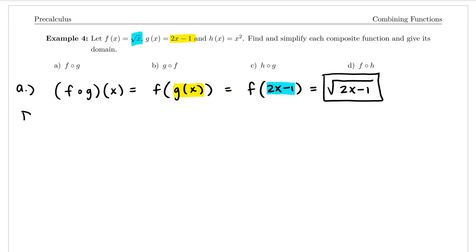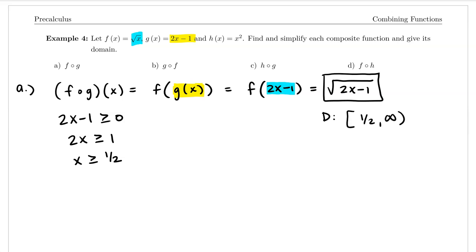We also want to come up with the domain of that function. Because we are dealing with a square root, I need 2x minus 1 to be greater than or equal to 0. If I add 1 to both sides of this inequality and then divide by 2, I get x is greater than or equal to 1/2. So our domain for this new composite function is bracket 1/2 comma infinity.